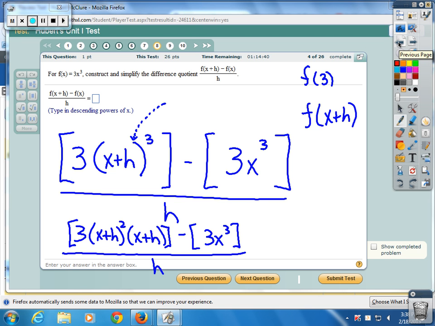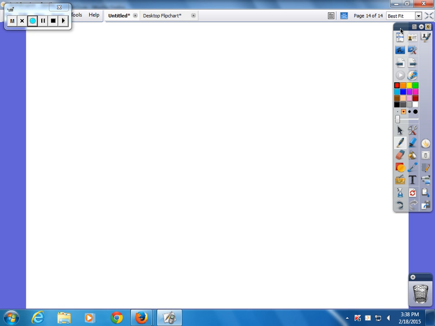Where's the problem? Hold on. Okay, 3x, what was the original problem? F of x is equal to 3x cubed.